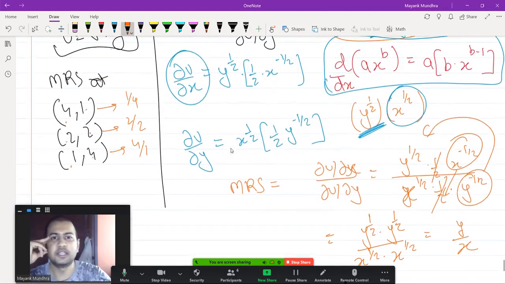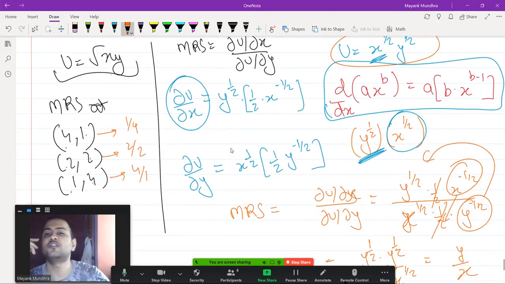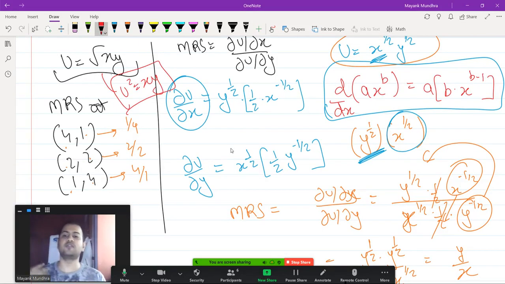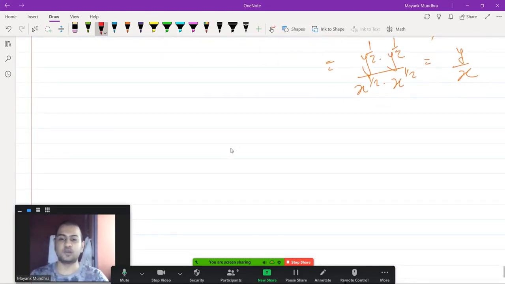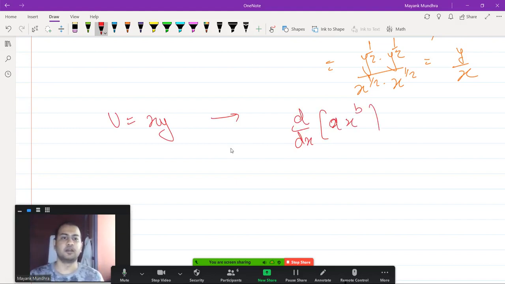Now crucially, I want to see that if instead of under root xy, I use the u square function. So instead of under root xy, if I use the xy function, what happens to my MRSs at the 3 points? Okay. So let's calculate MRS for utility equals xy. Okay. So remember that d by dx of a x to power b is equal to a times b into x to power b minus 1. So this could be written as x to power 1 into y to power 1.